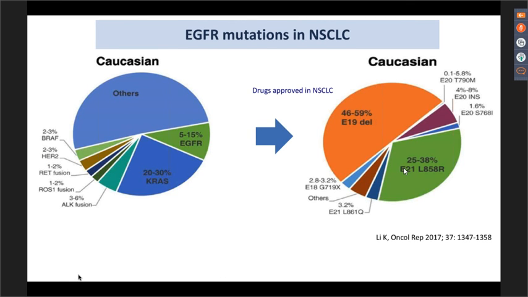EGFR mutations represent around 15% of all adenocarcinomas of the lung, and the most common mutations are deletions in exon 19, and almost 40% of the cases have a point mutation, which is so-called L858R, which is the most common mutation found in the EGFR gene. Patients harboring mutations in the EGFR gene can be treated with targeted therapies based on the inhibition of the tyrosine kinase activity of this receptor.